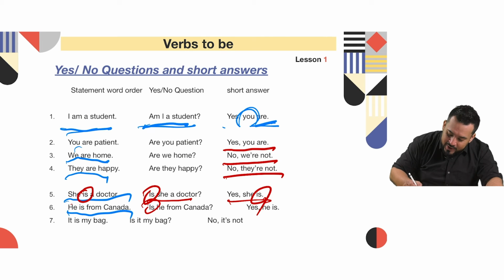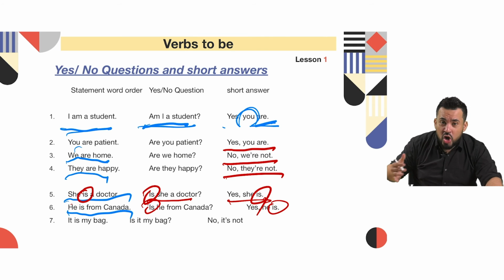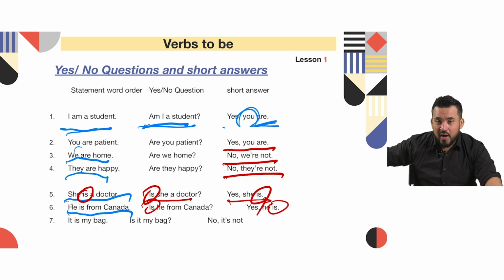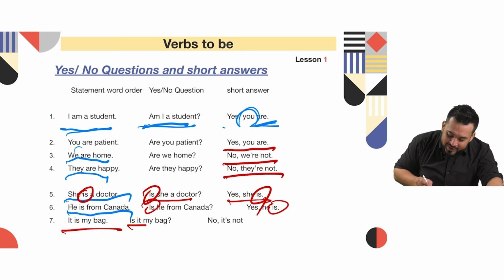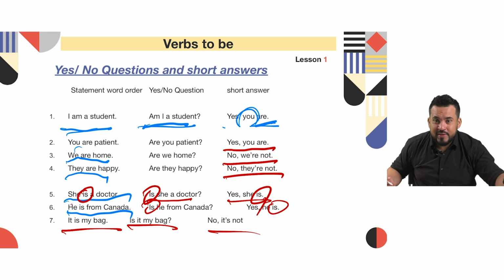He is from Canada. Is he from Canada? Yes, he is. Or no, he isn't. Or no, he is not. No, he isn't. Or no, he's not. Depending on which one you're comfortable with. It is my bag. Is it my bag? No, it's not. Yes, it is.